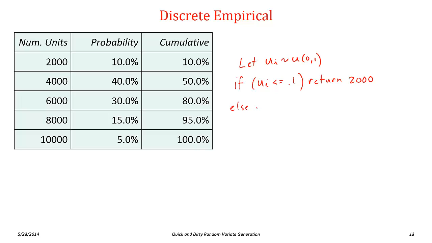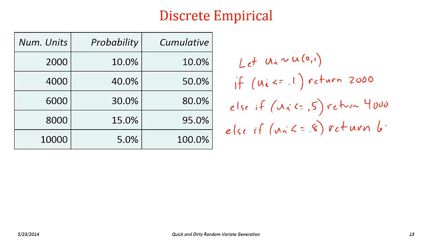Otherwise, if ui is less than or equal to 0.5, which is my 0.1 plus the probability of 4,000, we'll return 4,000. Else, if ui is less than or equal to 80%, 0.8, return 6,000. Else if ui less than or equal to 0.95, return 8,000. Else return 10,000.